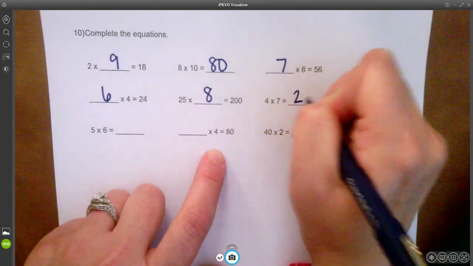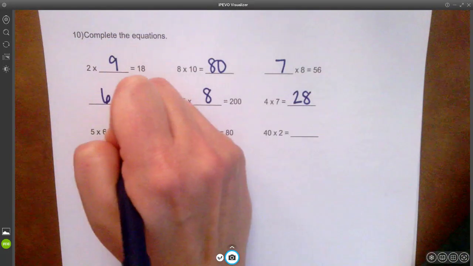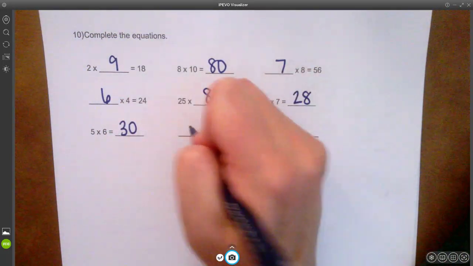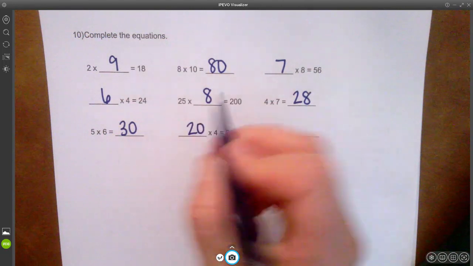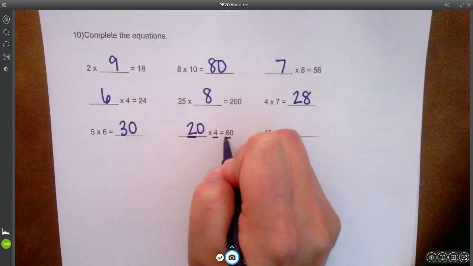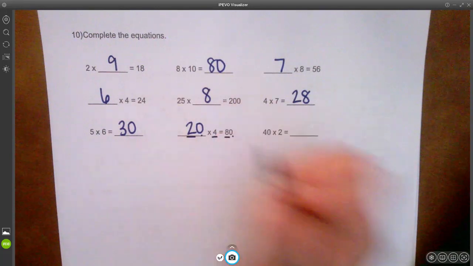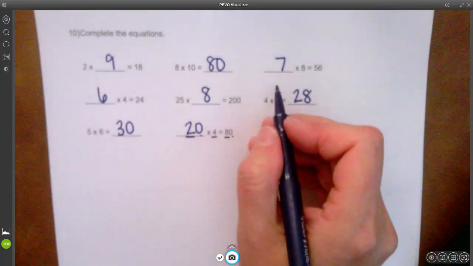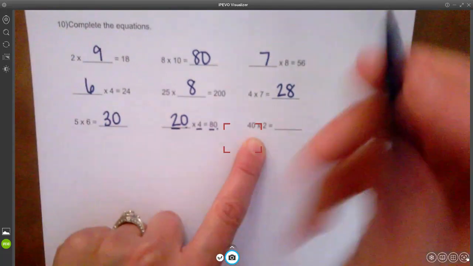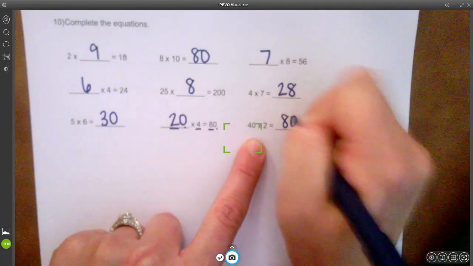4 times 7 is 28. 5 times 6 is 30. Let's see. 20 times 4. I was kind of looking here. 2 times 4 is 8. And then I have these extra zeros there. So the answer is 20. And finally, the last one, 40 times 2 is 40 plus 40, which is 80.